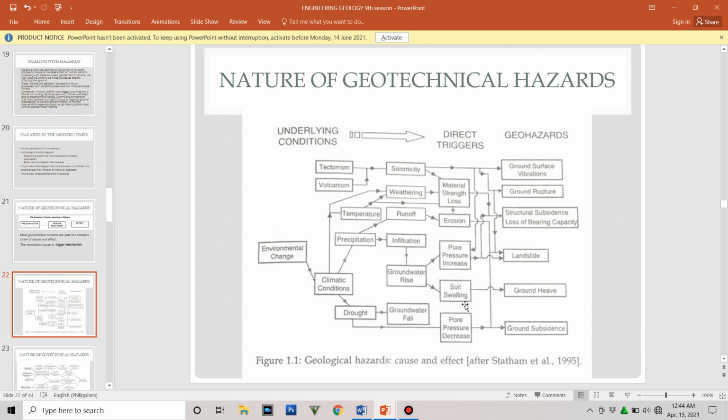So, we can see here that the triggering factor could be the material strength loss, erosion, the pore water pressure, soil swelling, pore pressure decrease. So, pore pressure decrease will have an effect, ground subsidence. The swelling of soil will have the ground heave. Pore water pressure, of course, landslides. Erosion is also attributed to landslide. Okay?